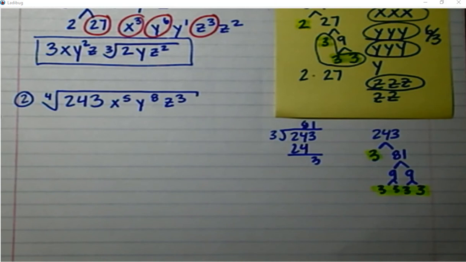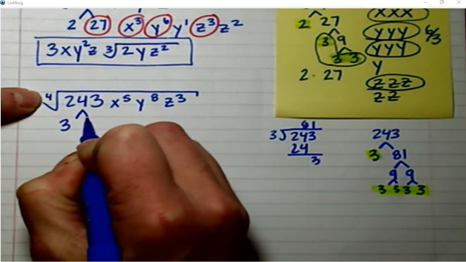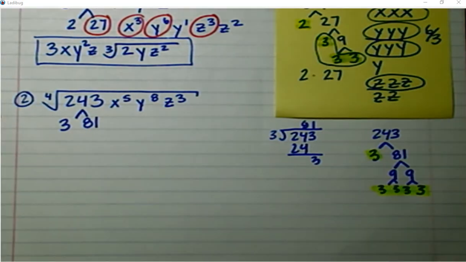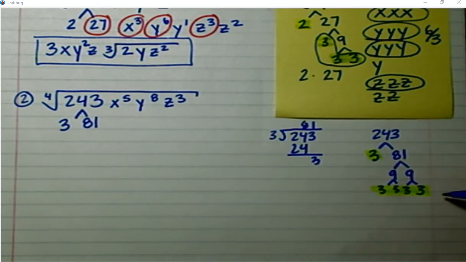5 3s. But I only want 4 of them grouped up because it's only a 4th root. So when I write this over here, I'm going to write 3 and 81 because 81 is the perfect 4th power. That's the one I'm looking for. I'm not going to write 3 to the 5th. Just separate it into the groupings that you need.